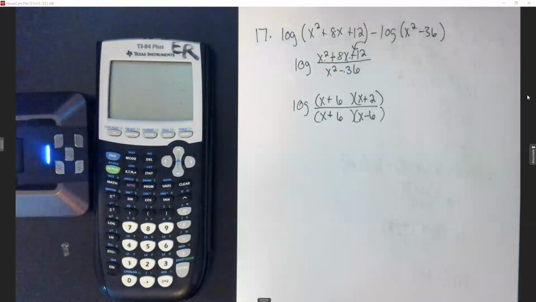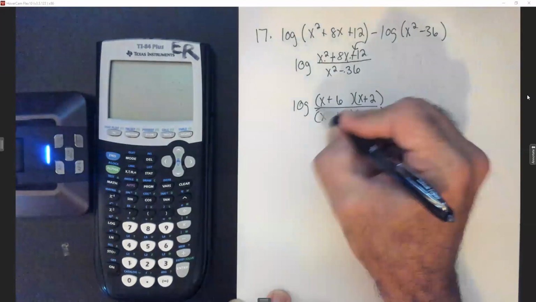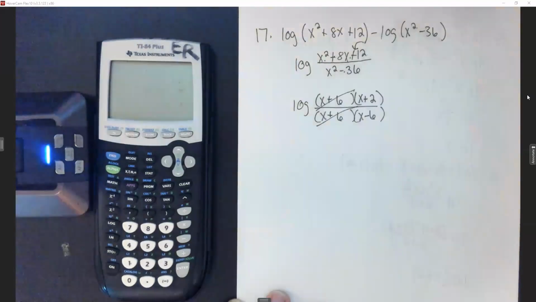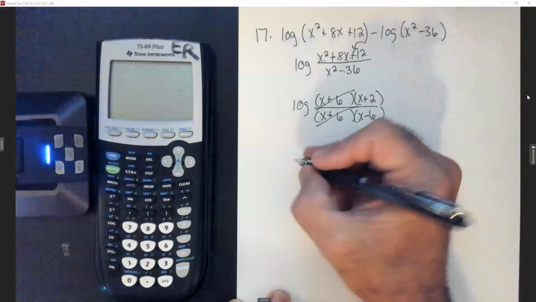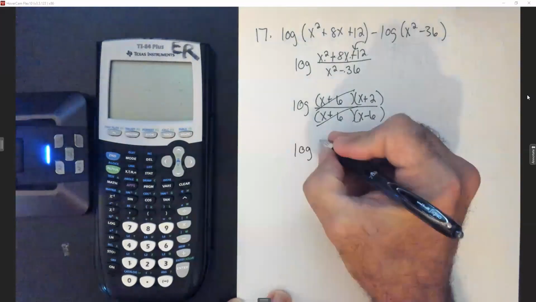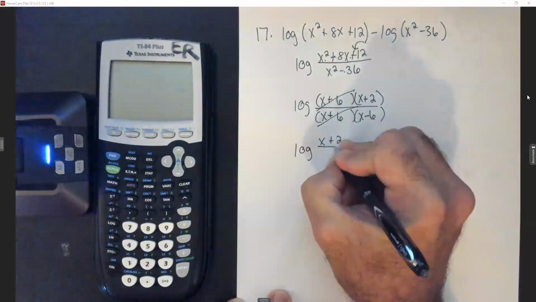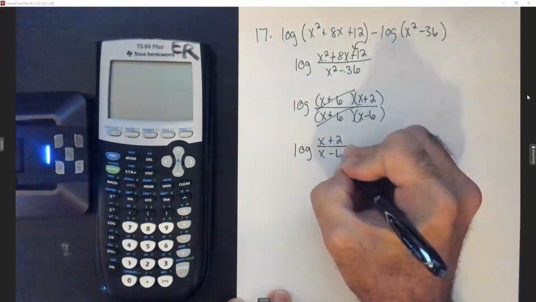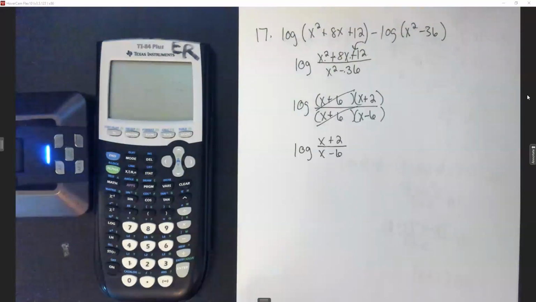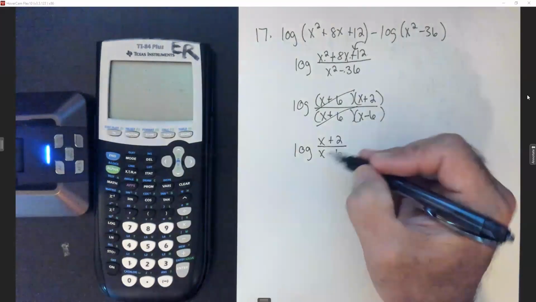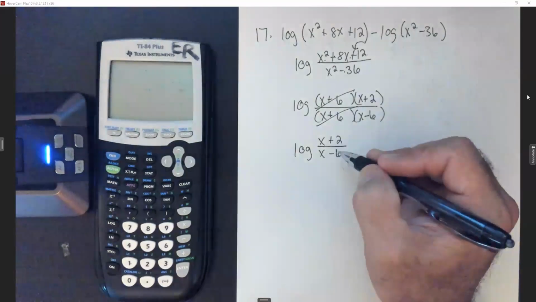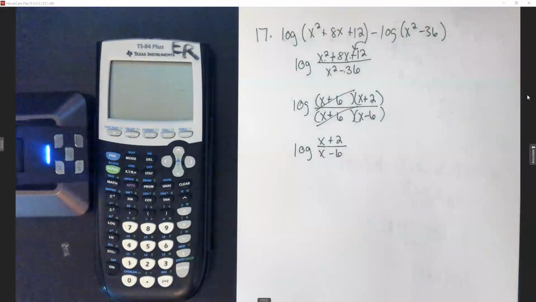But if you notice, I got a factor that'll cancel. That x plus 6 cancels that x plus 6. So my final answer would be log x plus 2 on top divided by x minus 6. And on this one, you wouldn't need parentheses because you got the one fraction, okay? All right, y'all, so that's 9.5, it looks like.